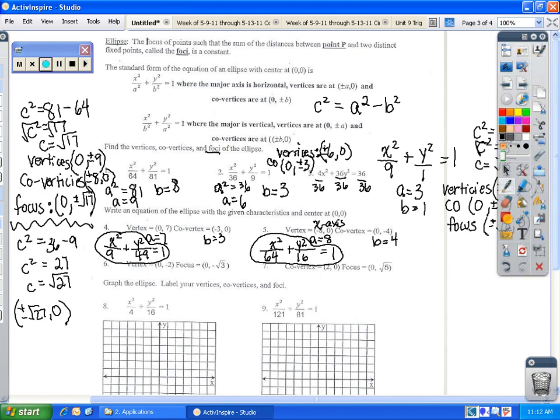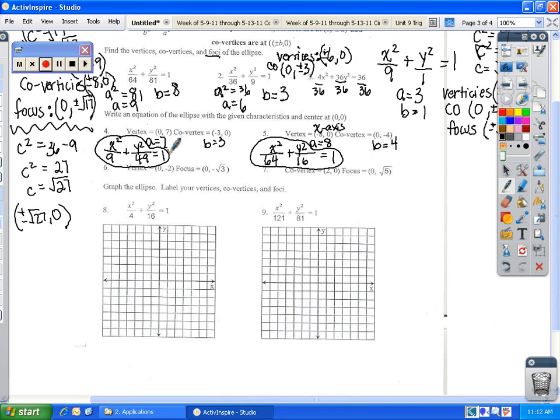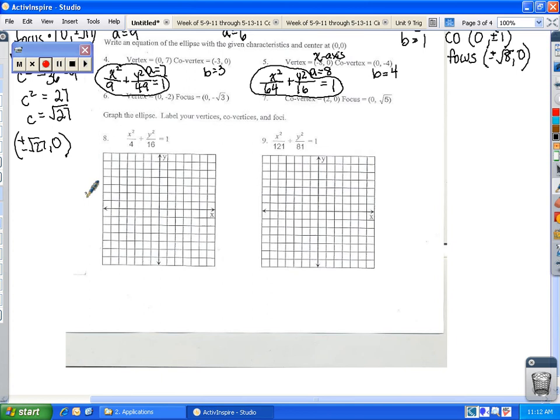Now for the other ones, for number 6, it gives you the focus, and there's not a whole lot of room for me to do the work right underneath the problem, so I'm actually going to do the work over here. This is going to be for number 6. So for number 6, I know that the vertex is a again, but my focus is actually c, so c is equal to root 3.